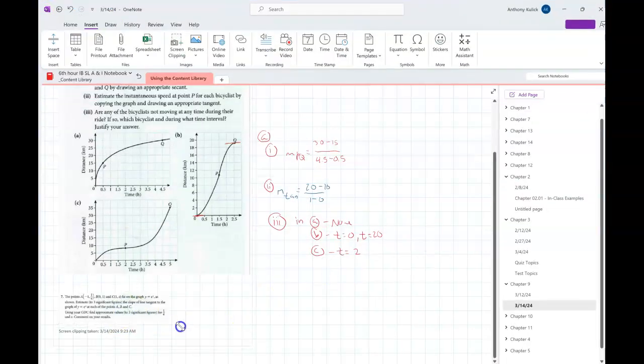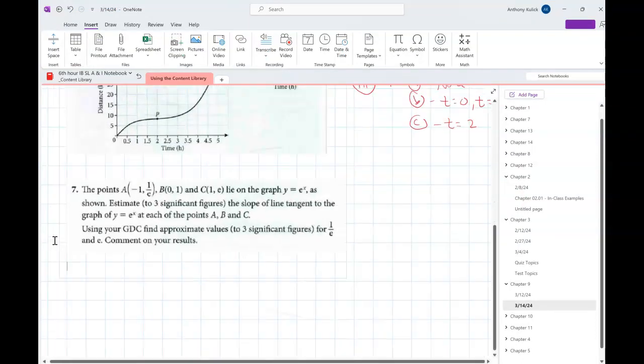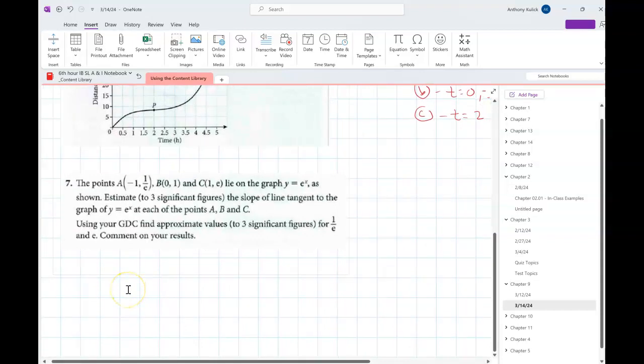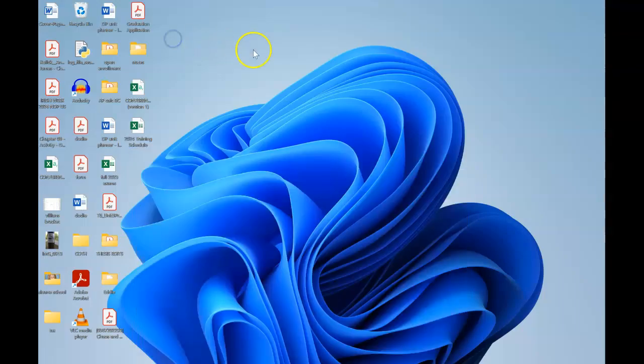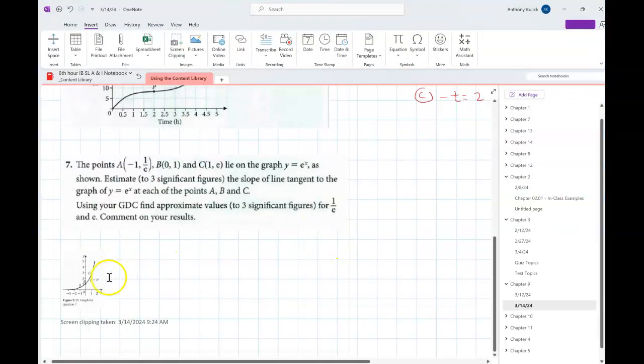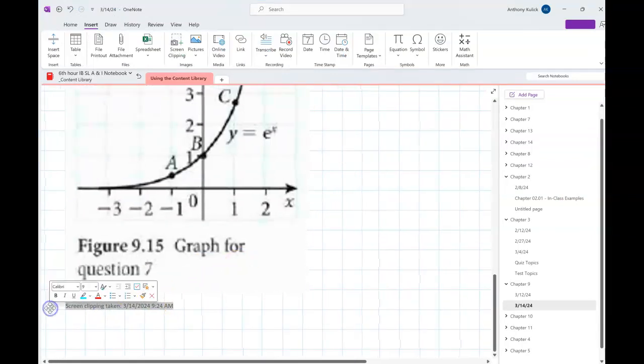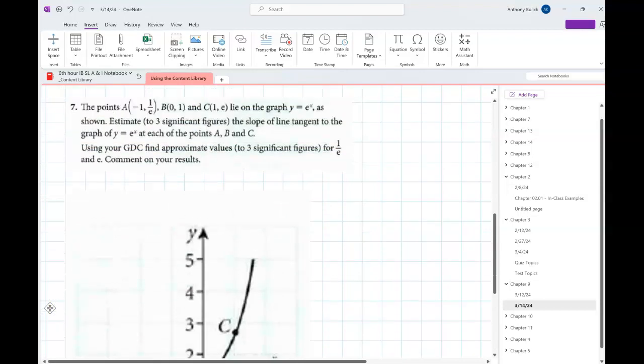Let's say we grab this one. This is still from 9.1. Says the points A, B, and C lie on the graph of y equals e to the x as shown. I guess let me grab the graph because they do give us a graph here for this. I didn't copy it though. I gave you this tiny little picture. I had to blow it way up.